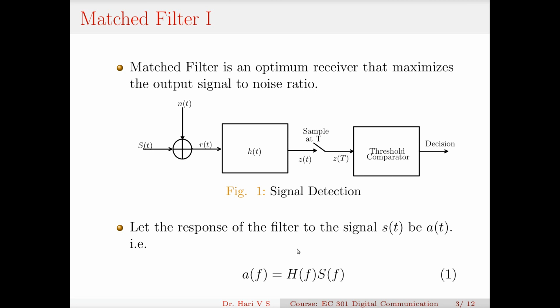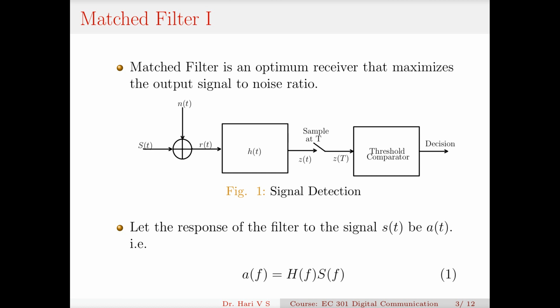Now let us consider the response of the filter to what is coming into this h(t). This is my receiver filter, this is what I am trying to design. Let us consider separately that there is a signal coming and a noise coming. The matched filter is an optimal filter. What it optimizes is that it maximizes the output signal to noise ratio.